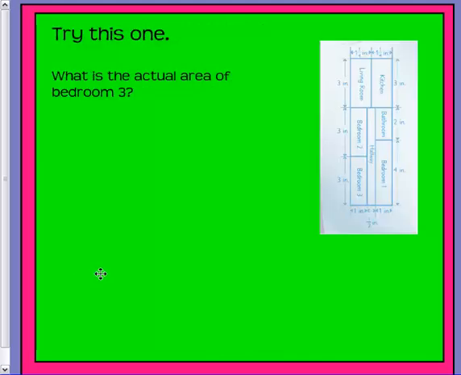Okay, so you try to figure out bedroom 3 for me. Go ahead and try the problem. I'll be back in just a second to show you the answers.